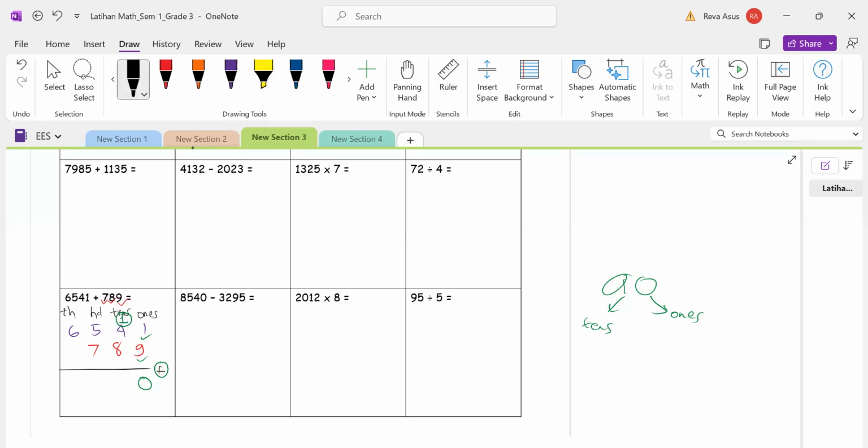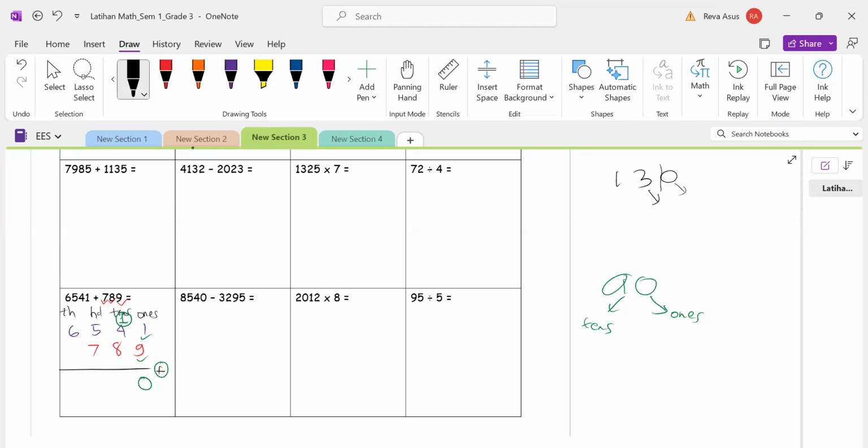1 plus 4 is 5. 5 plus 8 is 13. How can we write 13? 13 is like this, because it means 13 in tens is 130.